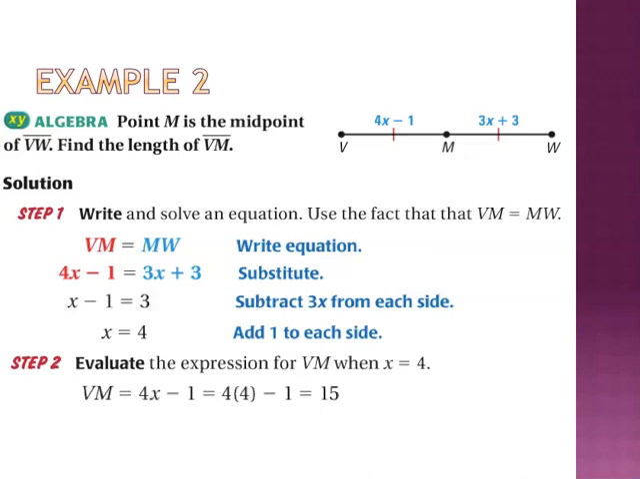Now you also know what MW is equal to. It's also equal to 15. So although you're not asked for it, you should know and understand that because M is the midpoint, both VM and MW are equal to each other. So once you find the length of one, you know the length of the other. Take a look at example 3.